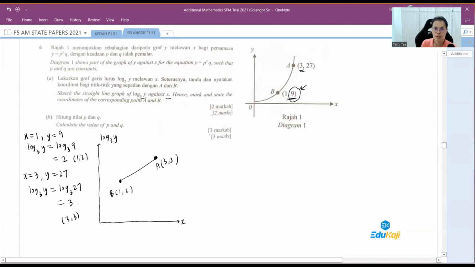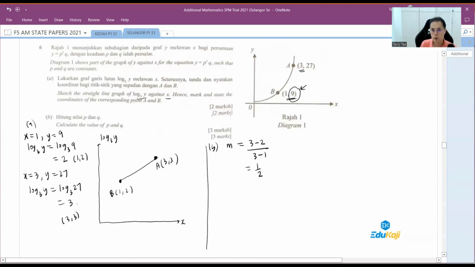All right, next we are supposed to calculate the value of p and q. Actually there are many ways you can do it, but I would prefer to use the linear law method. Since we convert it to linear form, to use the linear law method, we need to find two things. We need to find the gradient, we need to find the y-intercept. Okay, let's start by finding the gradient. My gradient is (y2 minus y1) over (x2 minus x1), which is 1/2.